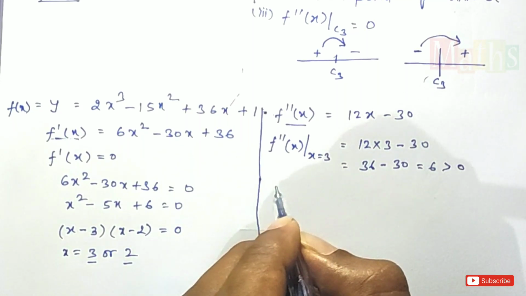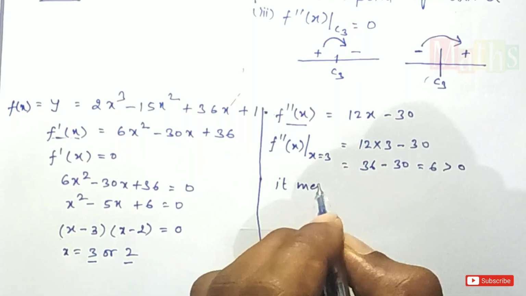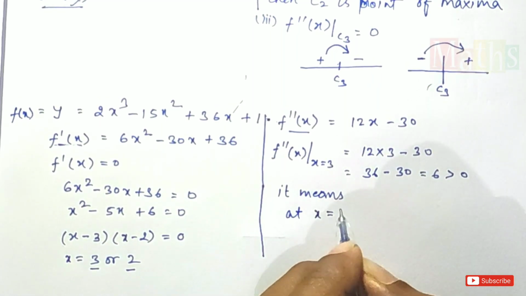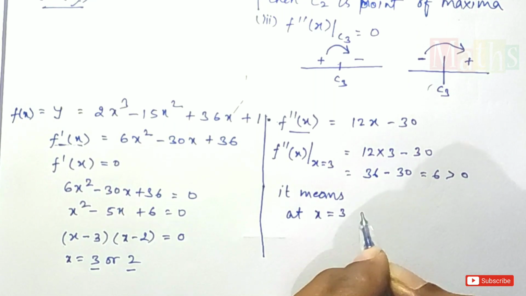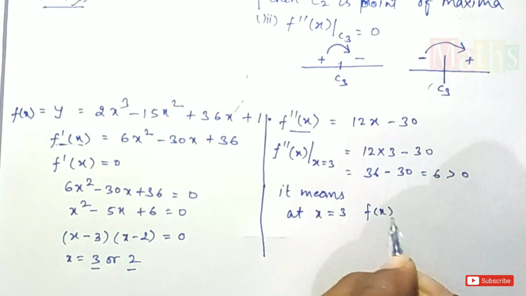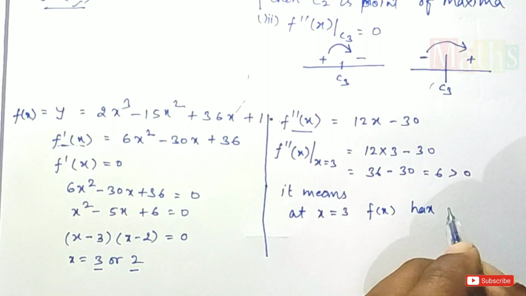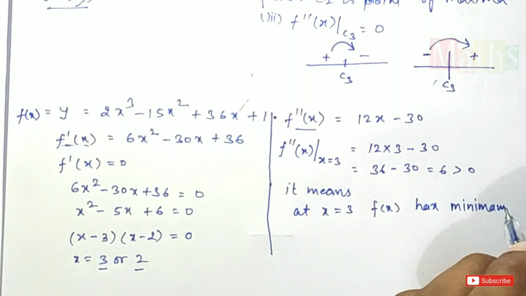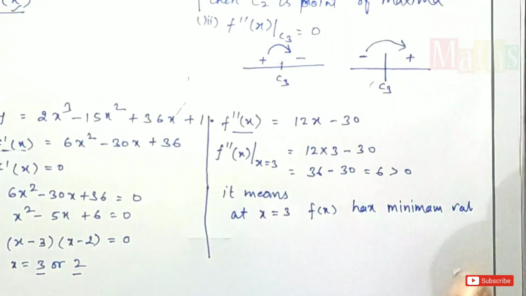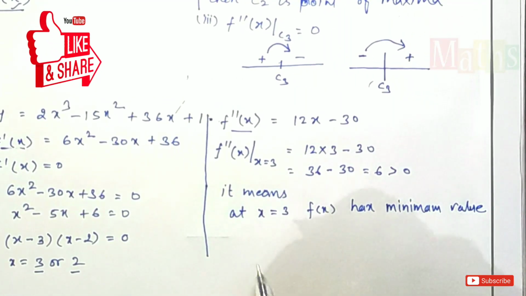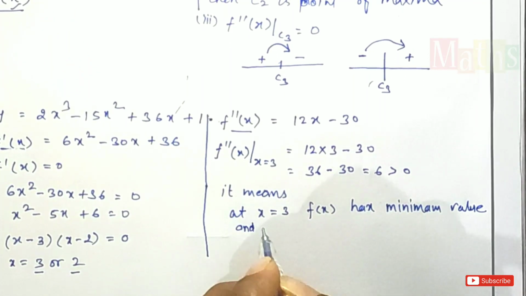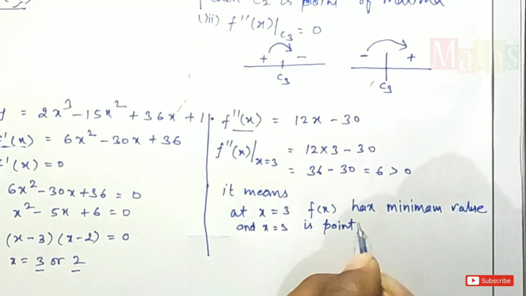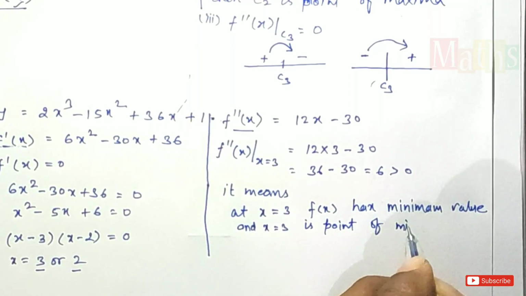It means at x is equal to 3, f x has a minimum value, and x is equal to 3 is a point of minima.